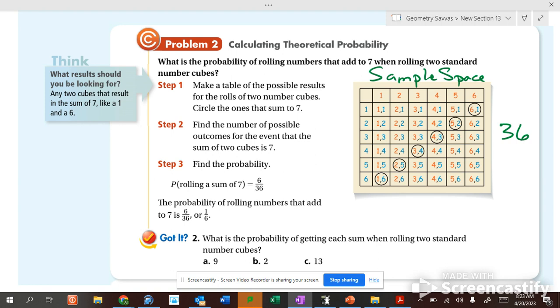So they say, what's the probability of rolling 2 die that add up to 7? Well, 6 and 1 add up to 7. 5 and 2, 4 and 3, 3 and 4, 2 and 5, 1 and 6. There's 1, 2, 3, 4, 5, 6 of the 36 that add up to 7. So you've got a 1 out of 6 chance of getting a 7.